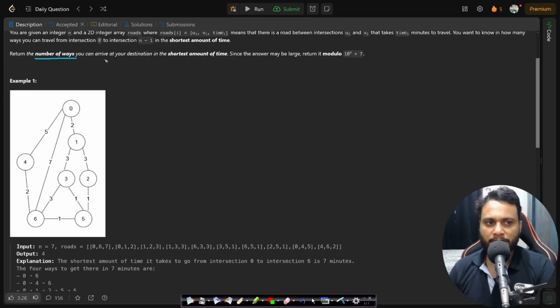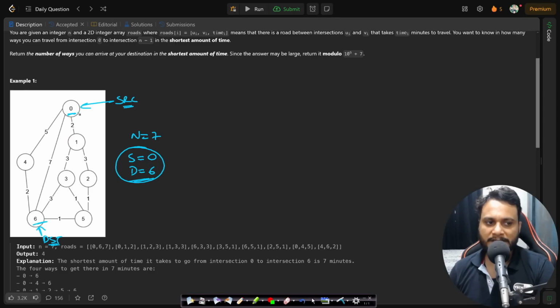We need to return the number of ways you can arrive at your destination in the shortest amount of time. Since the answer may be large, we need to return it modulo 10 to the power 9 plus 7. Now if you look at the example given, in this graph they are always assuming 0 to be the source node and n-1, which is the last labeled node, to be the destination node. Since your n value equals 7, the source is always going to be 0 and the destination is always going to be n-1, which will be 6. This is already fixed. Now, in how many ways can you reach from source to destination with minimum cost involved?